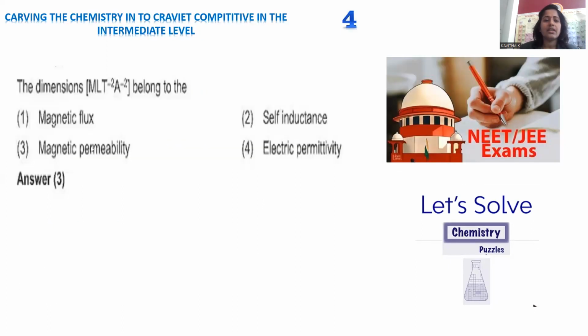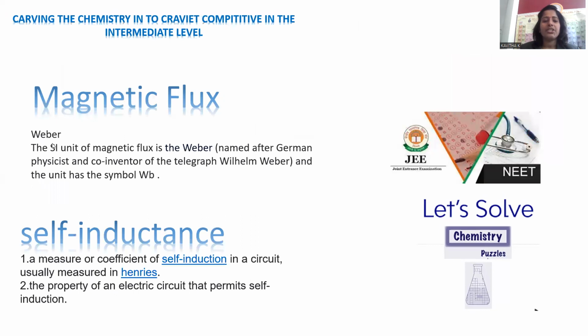So for that purpose, let's go one by one and we will predict which is mapping with this one. Magnetic flux is measured in terms of Weber. Weber is the unit given by the German scientist Weber, and it is denoted with Wb. Magnetic flux units are Weber.